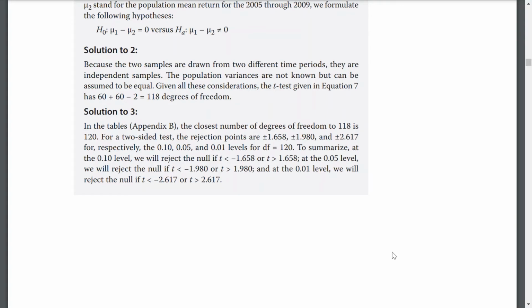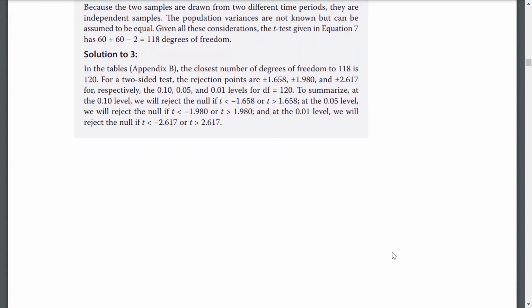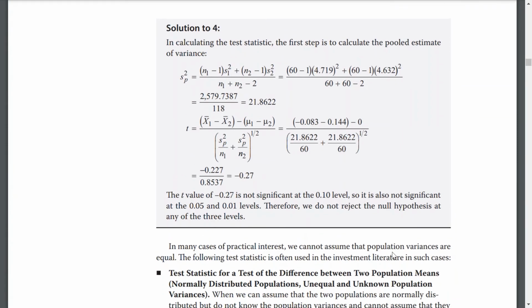The rejection point is this. Solution to 4, calculating the test statistic: you literally just plug it in.